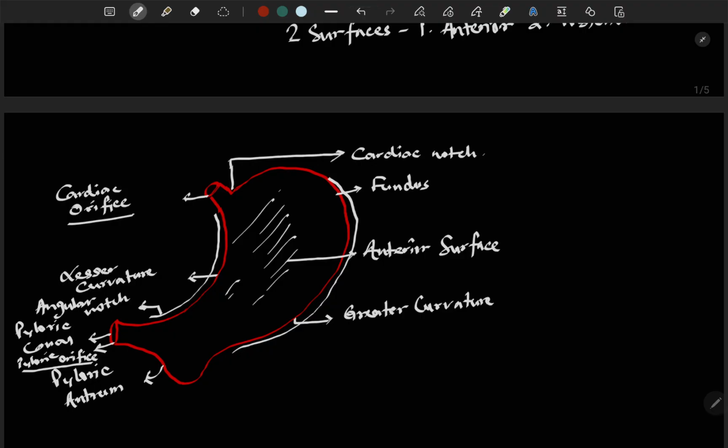So this portion is further subdivided into three. The stomach is further subdivided into three. This portion is known as the fundus.